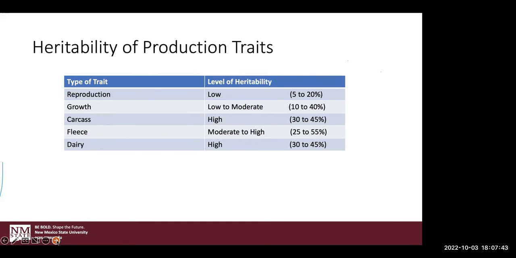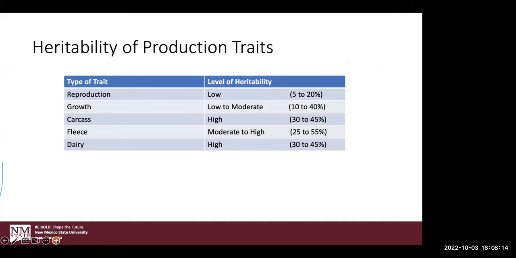Growth, on the other hand, you have a little more opportunity for success. It's low to moderate. Weaning weights are a little bit lower simply because you do have a more environmental impact, right? So say we go through the drought like we did this year, those ewes aren't going to milk as strong as they normally would, and that's certainly going to impact your weaning weight, right? So genetic expression is a little bit suppressed because of poor environment, and that's why it's on the low end.